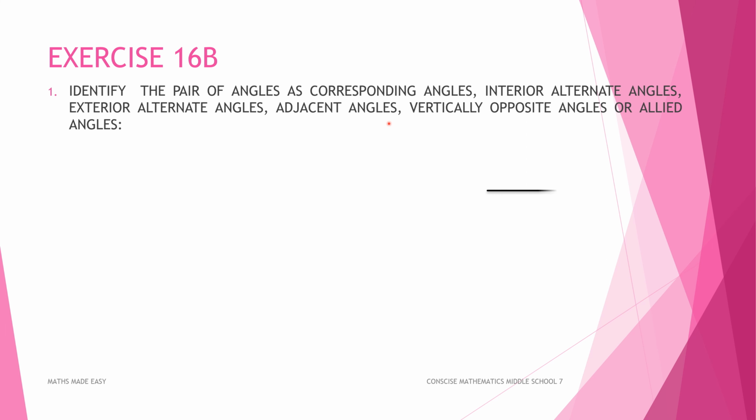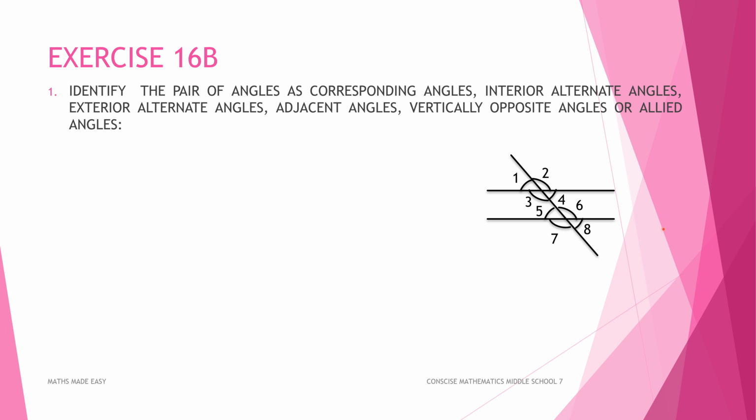Right? So here they have given us a diagram. This is a transversal line, because this line is cutting the two parallel lines. So it is called a transversal line, right? This is angle 1, angle 2, angle 3, angle 4. This is angle 5 and here is angle 6, angle 7 and angle 8, right?